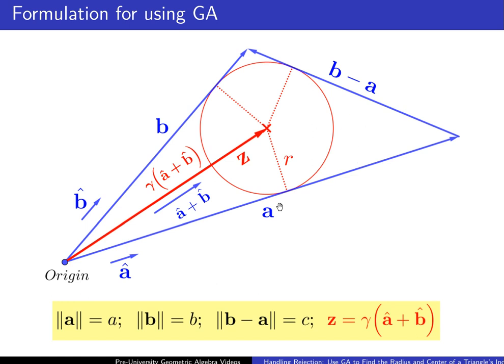So we formulate the problem in this way. Again, that point has to lie along a line that is equidistant from the sides A and B, so the vector to that point has to be some scalar multiple, I've called it gamma, times the vector A hat plus B hat. Here's a summary of what's going on. The distance A is the magnitude of the vector A and so on, and the vector Z from the origin to that point is some scalar multiple of A hat plus B hat. In the document that's uploaded to Vixra, this is explained a little better if you want to consult that.